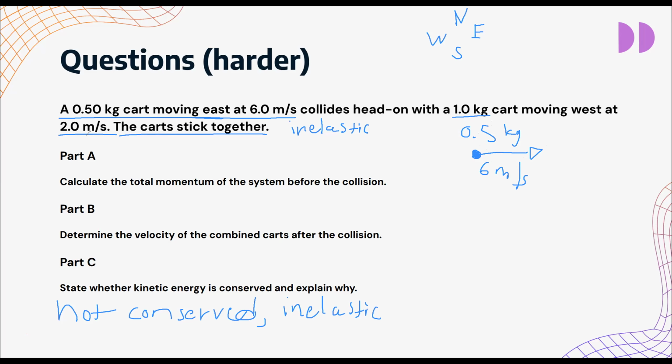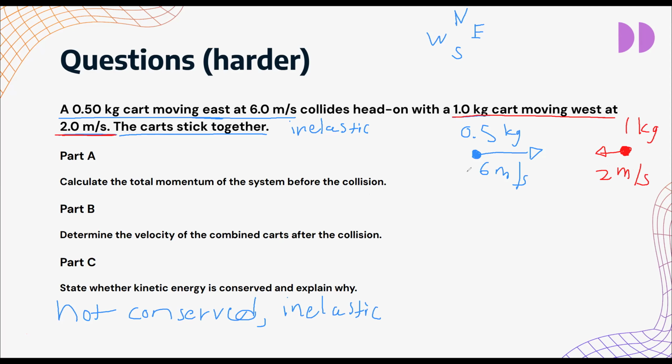And it's going to collide head on with a red cart. Let's call this the red cart, a 1.0 kilogram cart moving west at 2 meters per second. So this red one is double the mass, it's 1 full kilogram, and it's moving at a lot slower speed, 2 meters per second. So this is what our situation looks like.